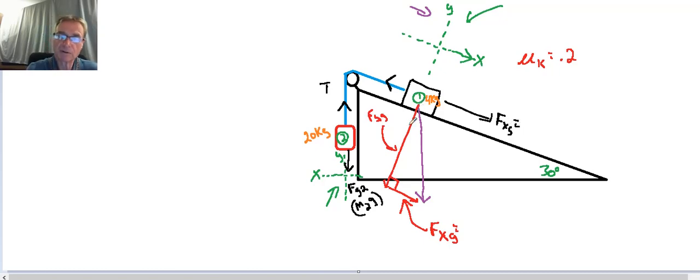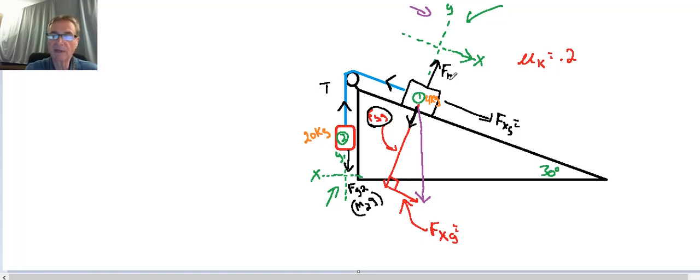We're going to have our force due to gravity, and that's this component right here. And we're also going to have our normal force on our block. We're going to have to figure all those things out. We're going to have to come up with some numbers.